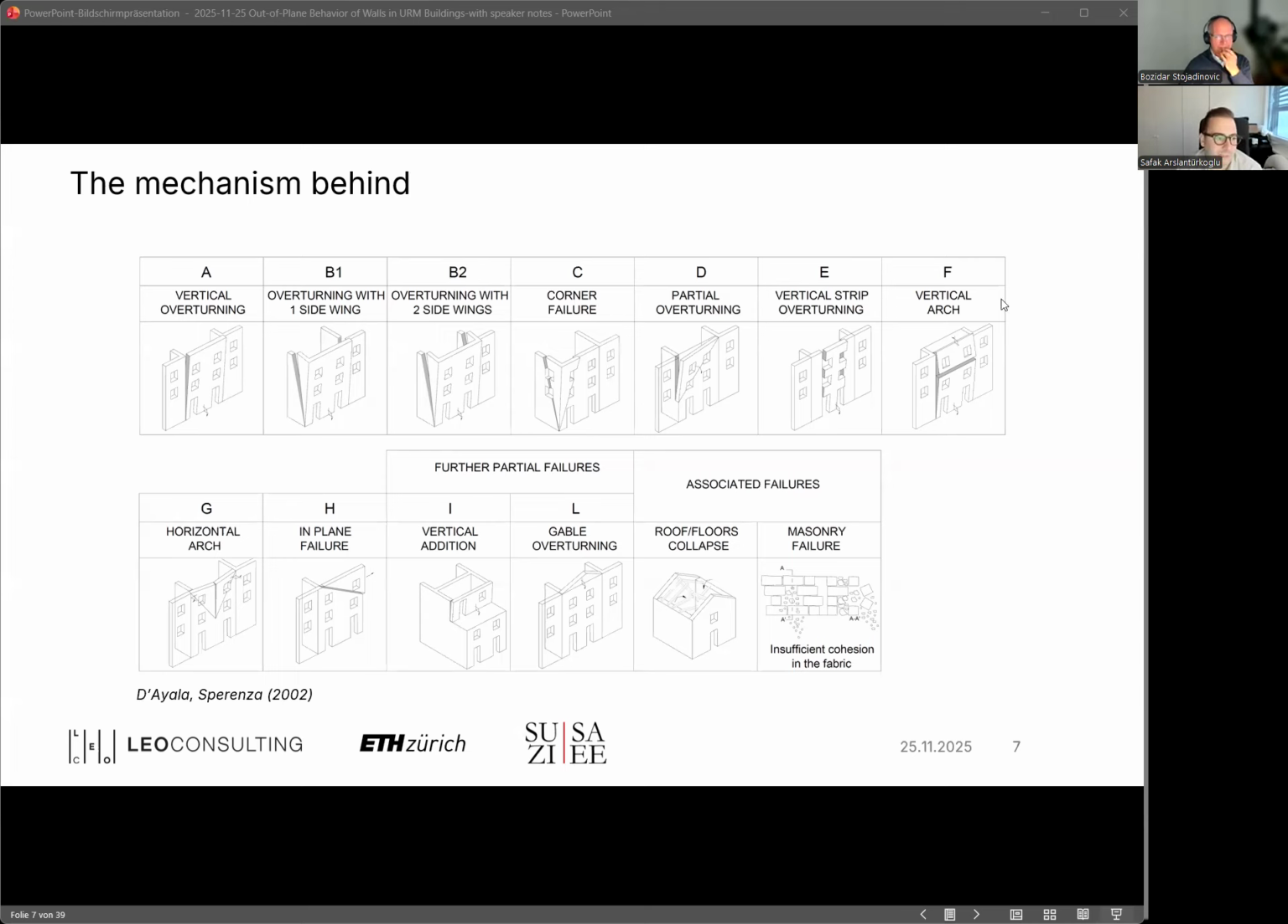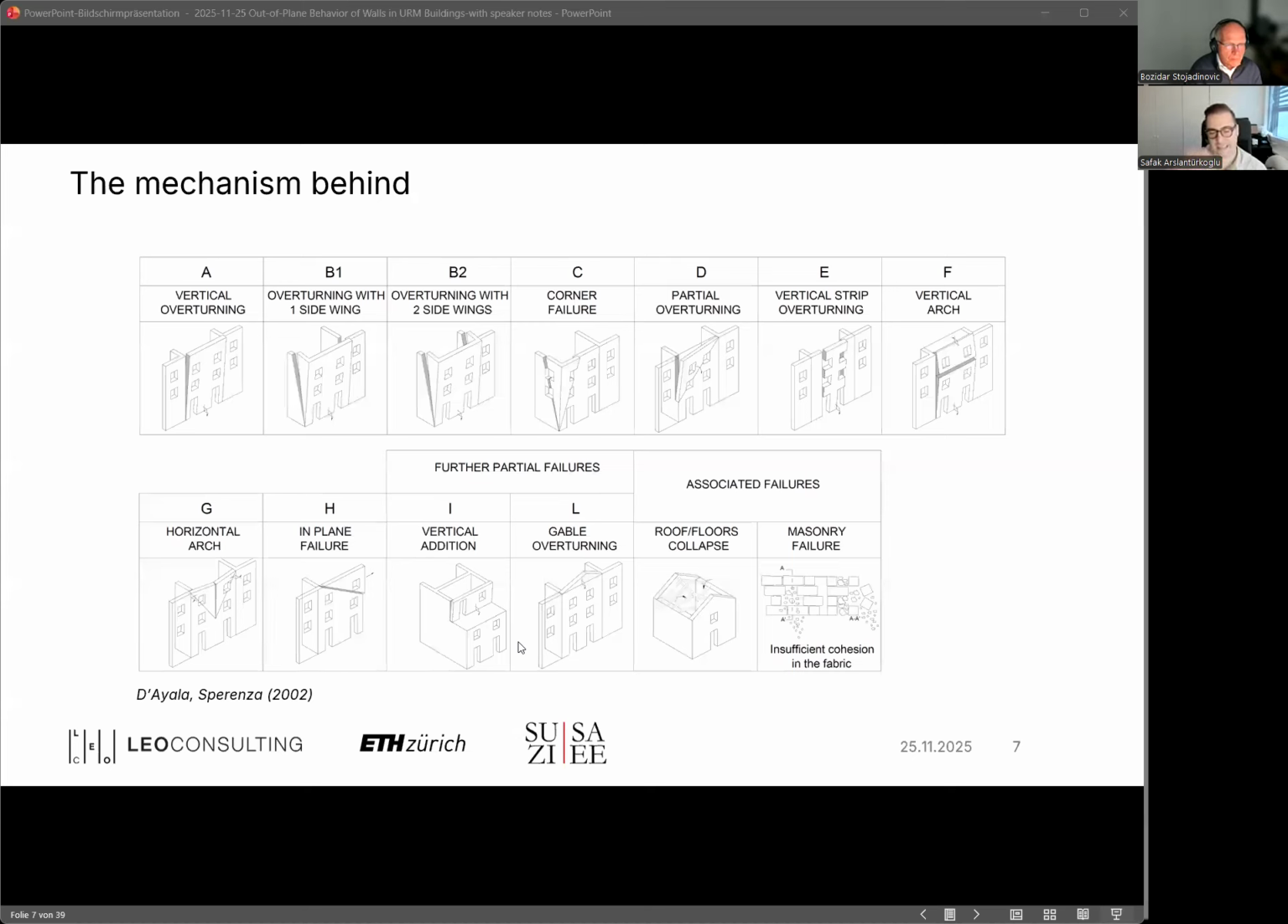Just to name a few examples, we have mechanism A, the vertical overturning, that is a simple rocking of the facade, with no contribution of the neighboring wall, so there is no connection with the orthogonal walls. That is typical when the connections are poor or practically missing. We may also have different types like B1, B2, facade wall plus the neighboring walls being involved in the mechanism, which shows a different degree of connection between the walls. Or type C, corner failure, or type D, partial overturning, or, as in type F, if the wall has a ring beam on top or is connected to the floor or roof system, we may then also expect so-called vertical arching and so on.